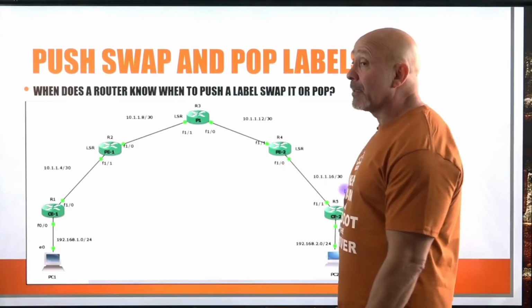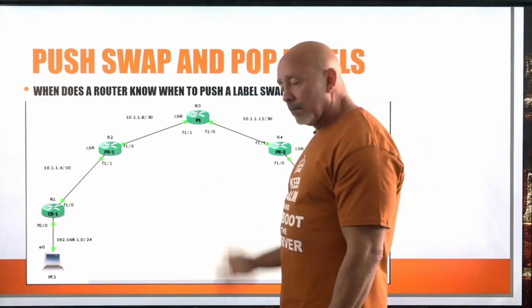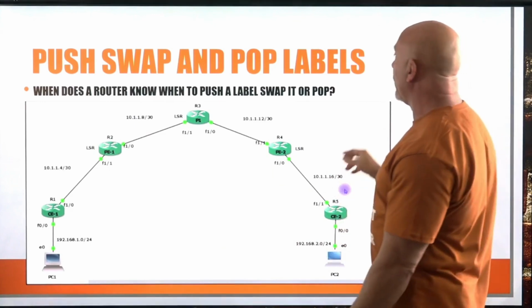So I'm just going to send an implicit null. Naked IP. That's all it is. But you'll see it in the lab. That's all that is.